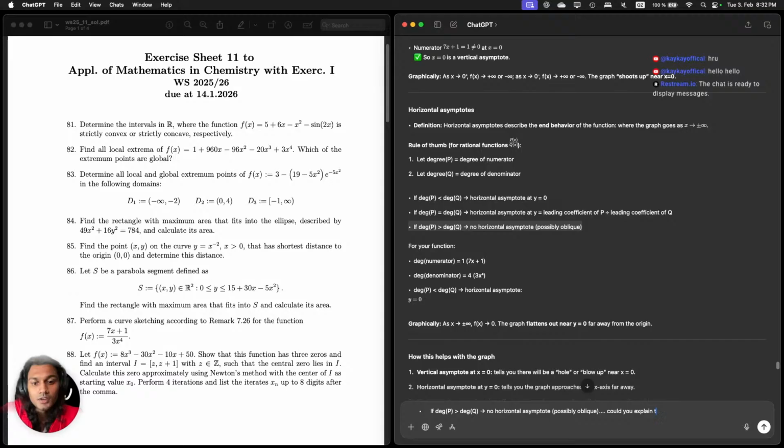Could you explain this in a bit more detail? Because I didn't get what you mean by oblique.